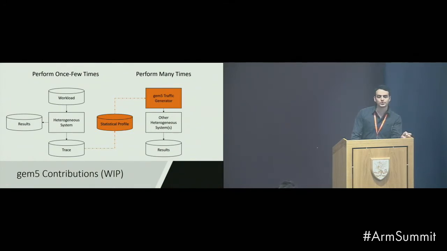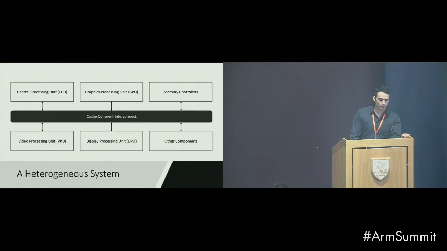And then we're doing some extensions to the traffic generator in gem5 to accept these models and accurately generate synthetic traffic. So what do I mean by a heterogeneous system? A lot of you already know about the CPU and the GPU. There are also other accelerators. In this talk, you'll see things like the video processing unit, VPU, and display processing unit, DPU.